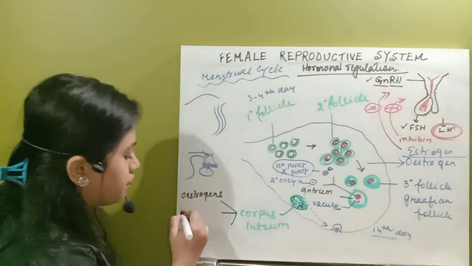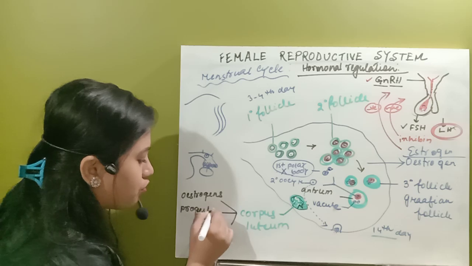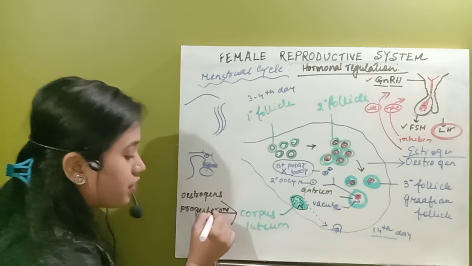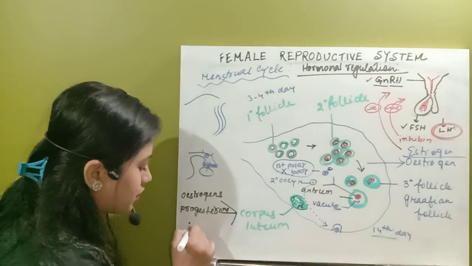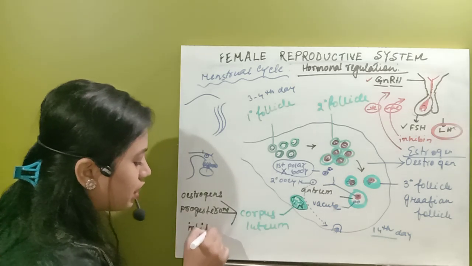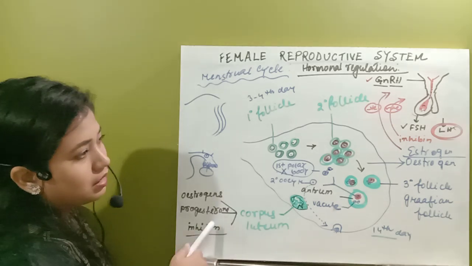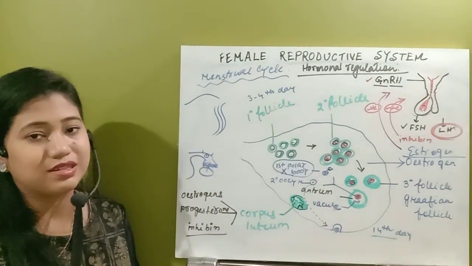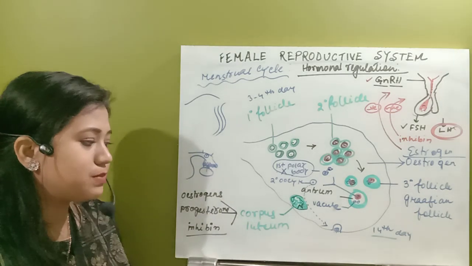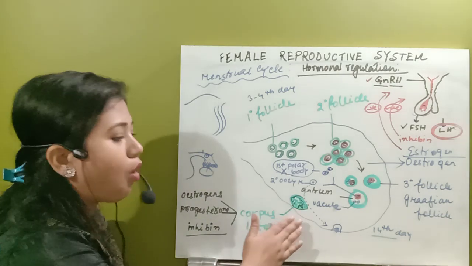Along with that, it will release another hormone, that is progesterone. Progesterone will be the chief hormone released from the corpus luteum, and along with that it will also release inhibin that gives negative feedback. This inhibin gives negative feedback to the hypothalamus not to release the FSH. So in this period of time, inside the ovary, we are going to have the corpus luteum.